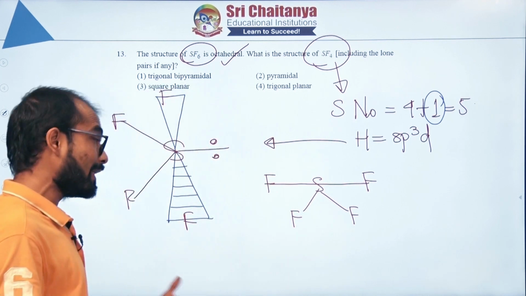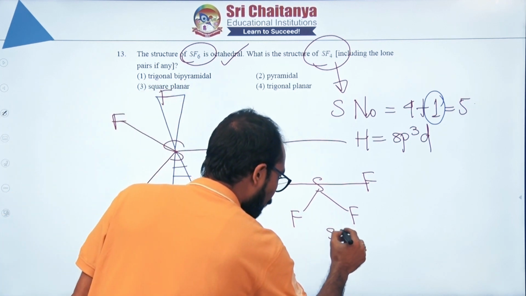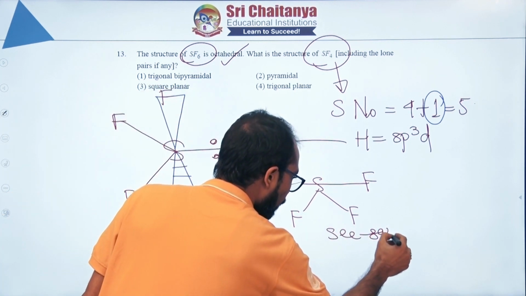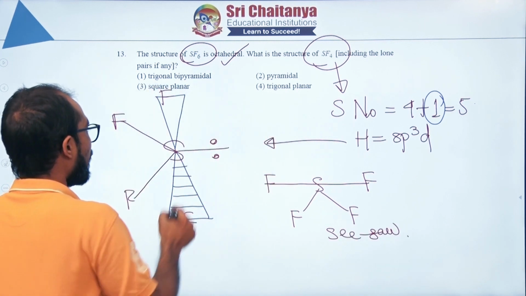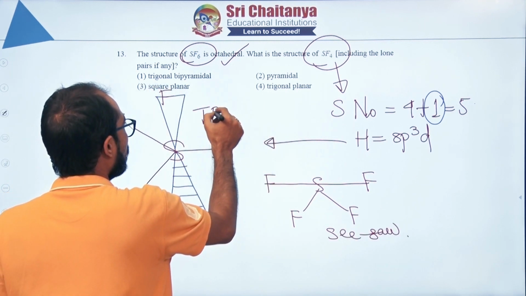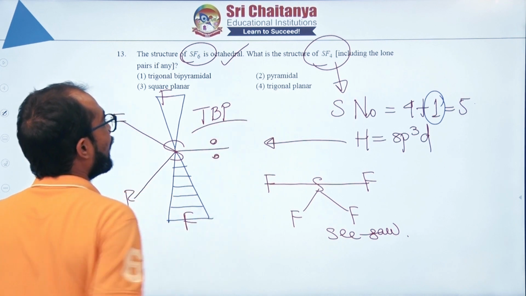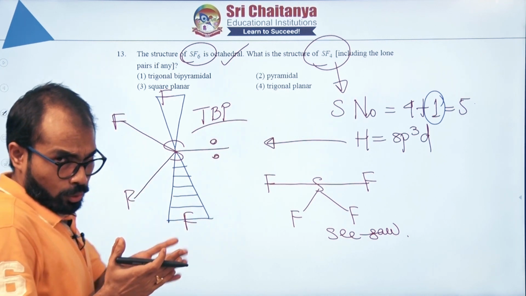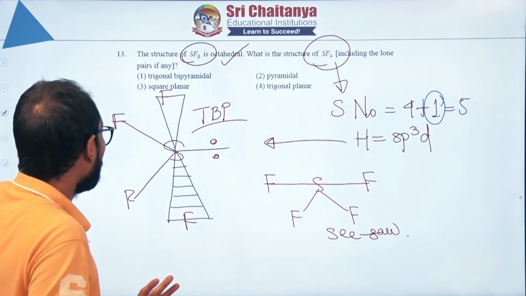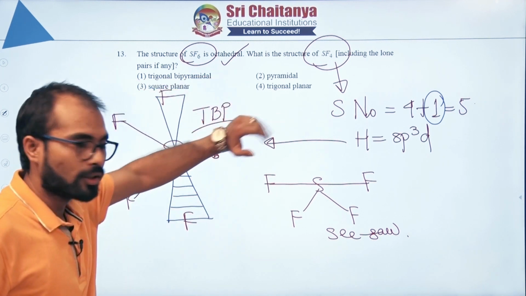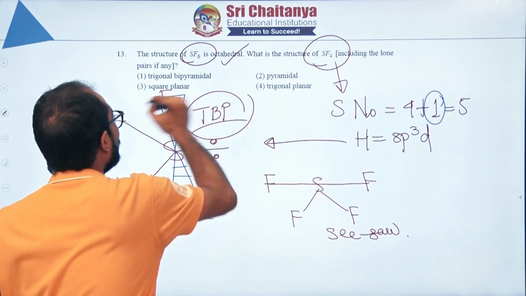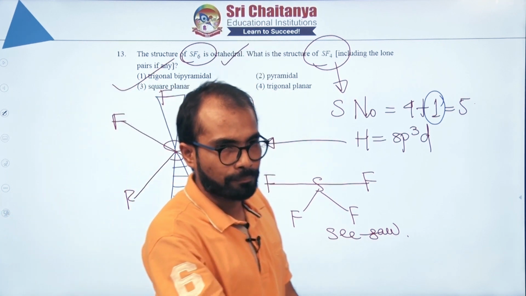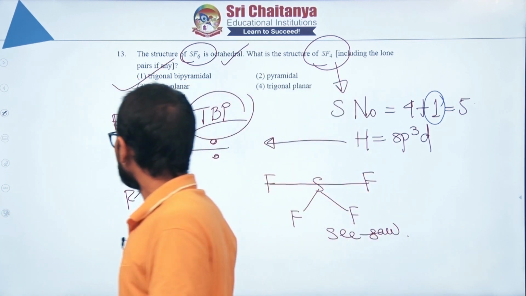This looks like seesaw. Seesaw is the shape, while the geometry is TBP, trigonal bipyramidal, and they are asking about the structure. Now, by structure you can get to geometry also, you can get to shape also, but seesaw is not there, right? So, we will go for what? Trigonal planar. So, that makes my answer option number 1. So, quickly we will move on to the next question.